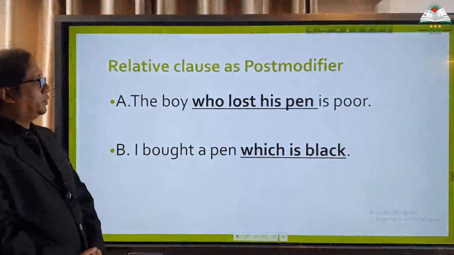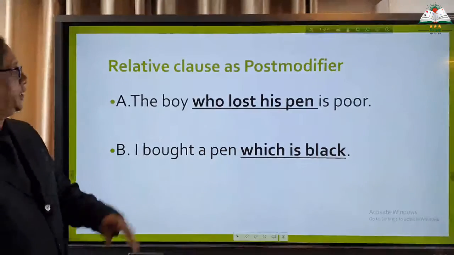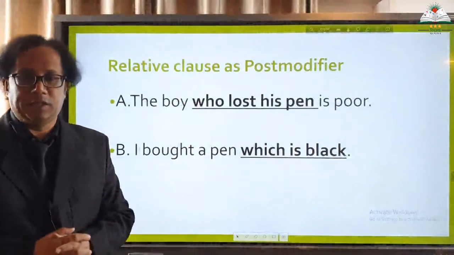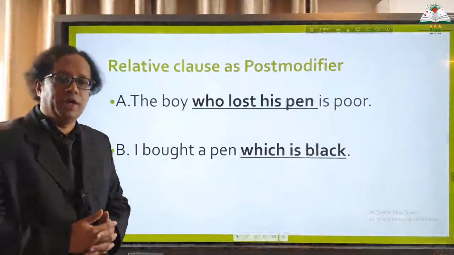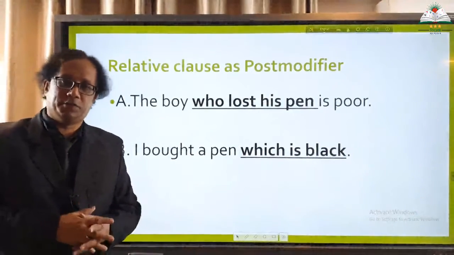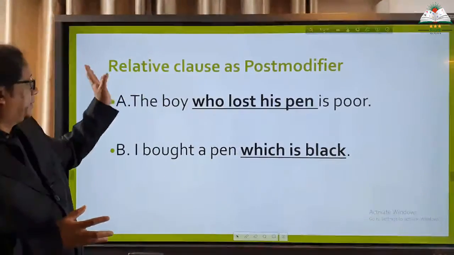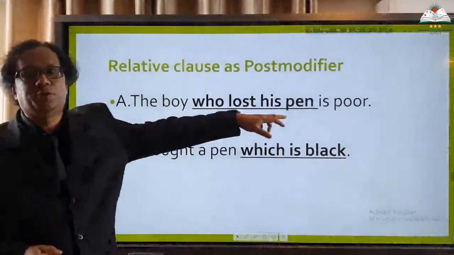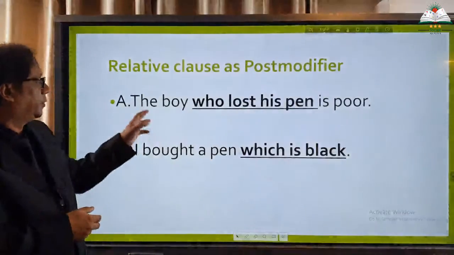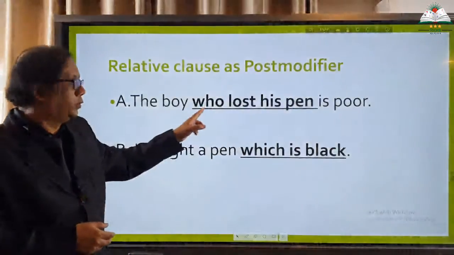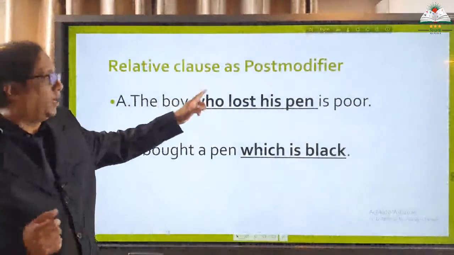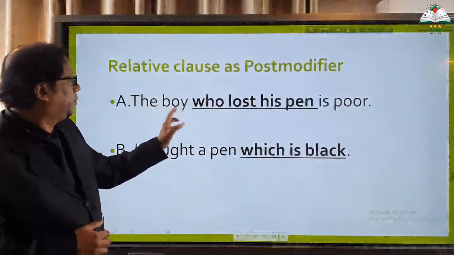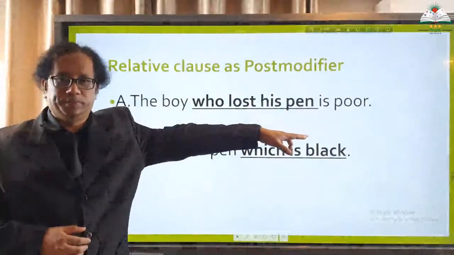Next one is relative clause as post modifier. You know, there are some words which we use as connectors in sentences. These are who, what, where, which, when, why, how, etc. So let us read some examples of relative clause as post modifiers. First one, the boy is poor. Which boy? The boy who lost his pen. Who is a connector or relative pronoun actually. So we used a whole clause, that is, the boy who lost his pen is poor, right?